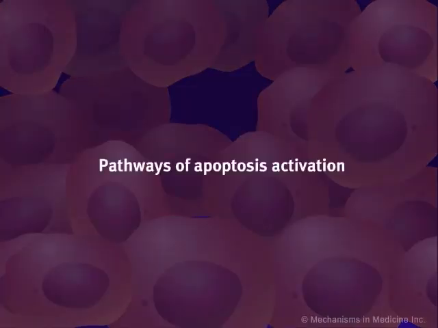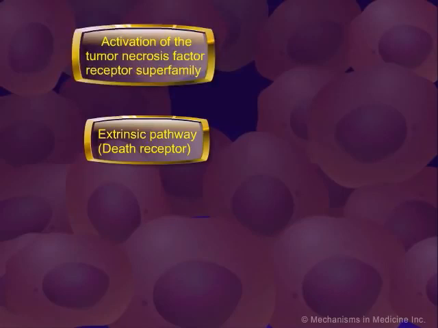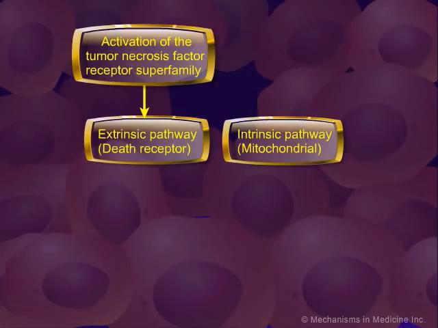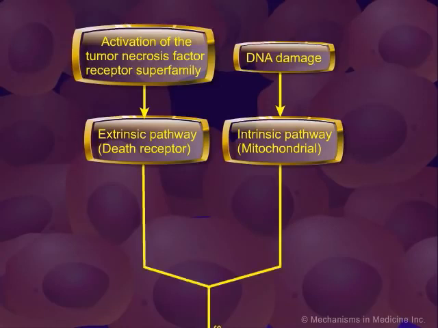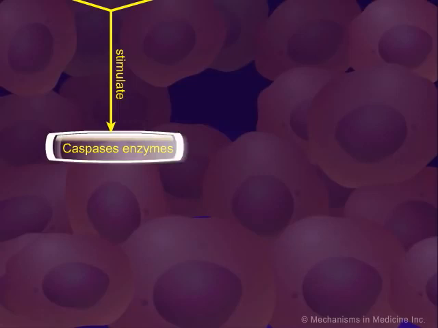There are two pathways that can activate apoptosis. The first is the death receptor, or extrinsic pathway. It is triggered by activation of members of the tumor necrosis factor receptor superfamily. The second means of initiating apoptosis is through the mitochondrial or intrinsic pathway. This is set in motion by DNA damage. Both pathways ultimately stimulate a set of enzymes called caspases.